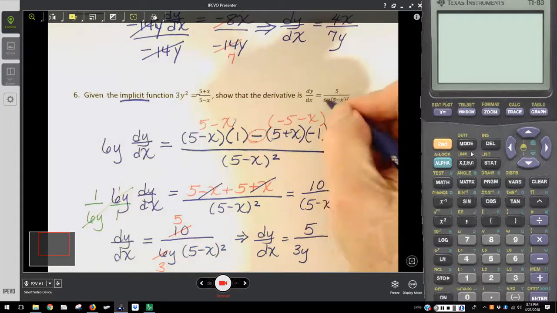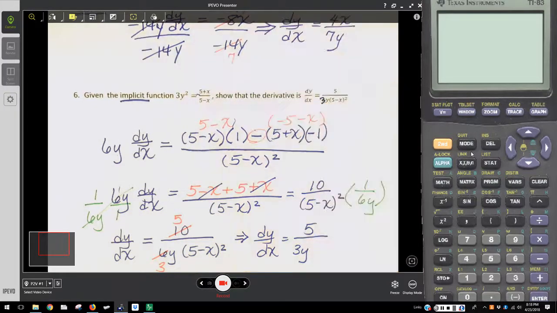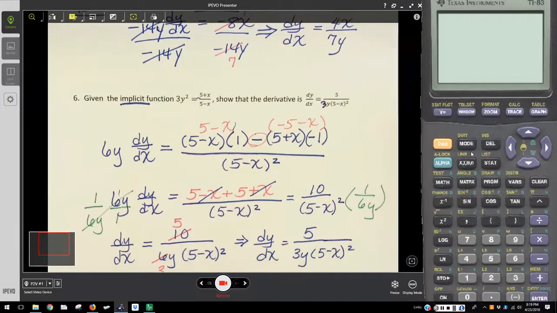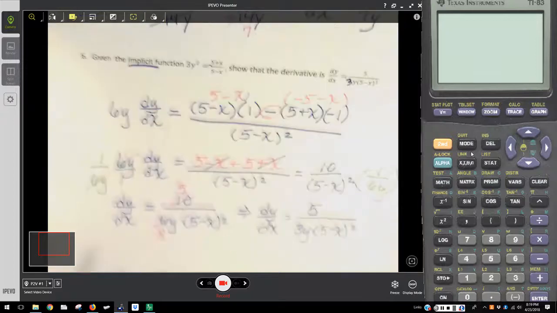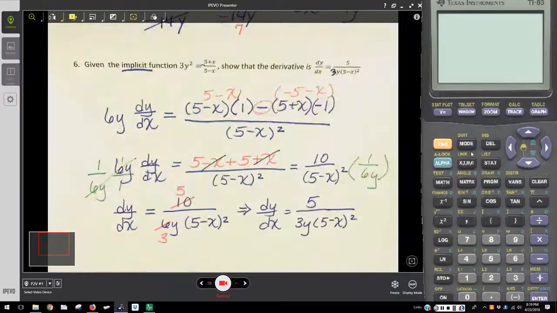And there is a typo there. That is supposed to be a 3. 5 over 3y times 5 minus x, quantity squared. And I think we did correct that typo in class. So there's your correct derivative. And if you need to, you should pause the video, make sure that you understand where everything came from.